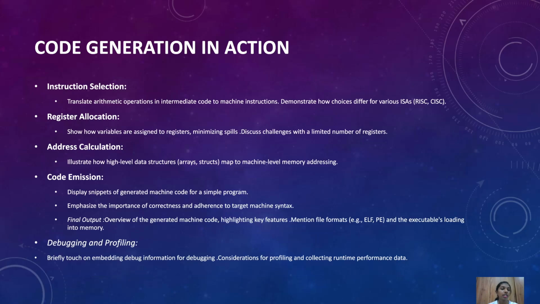Code generation in action: instruction selection translates arithmetic operations in intermediate code to machine instructions. Register allocation shows how variables are assigned to registers. Address calculation illustrates how high-level data structures map to machine-level memory addressing. Code emission displays a snippet of generated machine code for a simple program.